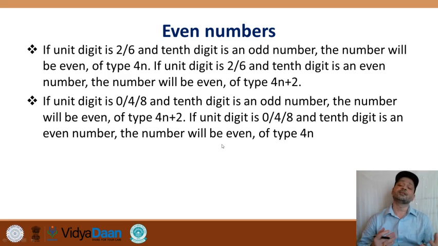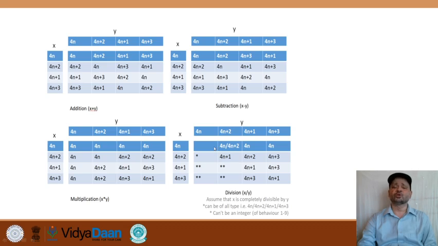Then these will be of the type 4n. Now coming to the change in the behavior of numbers when you do arithmetic computation between them. If it is a 4n type and you add it with a 4n type, it will be 4n type. If you add a 4n type number with a 4n plus 2 type, it will be 4n plus 2 type. If you add 4n with 4n plus 3, it will be 4n plus 3 type.